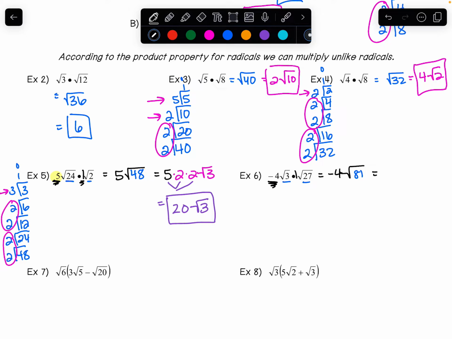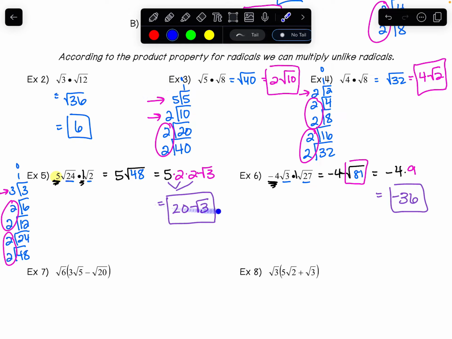So right now I have -4 as my coefficient. Is 81 a perfect square? Yeah, the square root of 81 is 9. Well, I can multiply -4 times 9. That's going to give me -36. That is my answer.